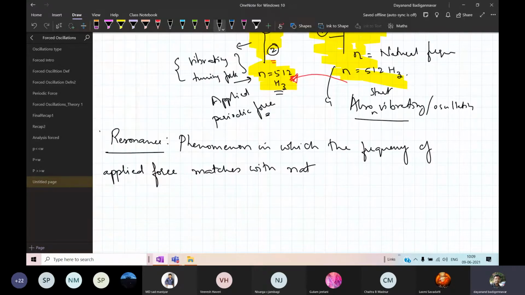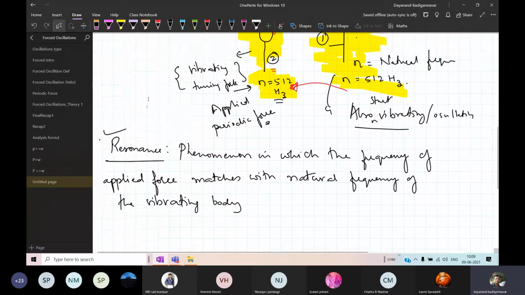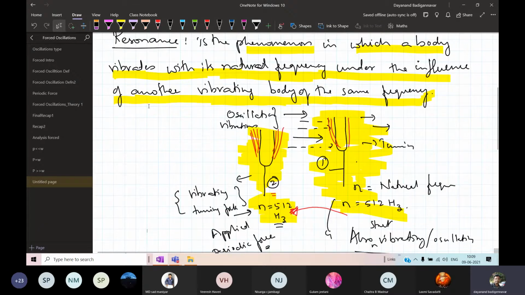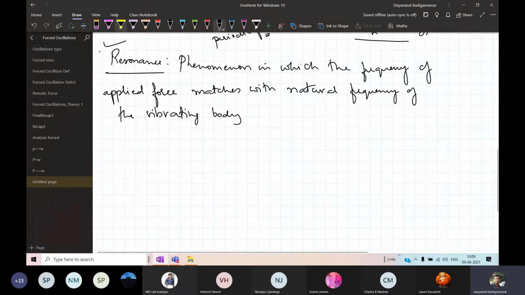It's a phenomenon in which the frequency of the applied force matches with the natural frequency of the vibrating body. Both are the same definition. The second one is in active voice, the first one is in passive voice. What is the meaning? It says it is a phenomenon in which the frequency of the applied force matches with the frequency of the vibrating body.